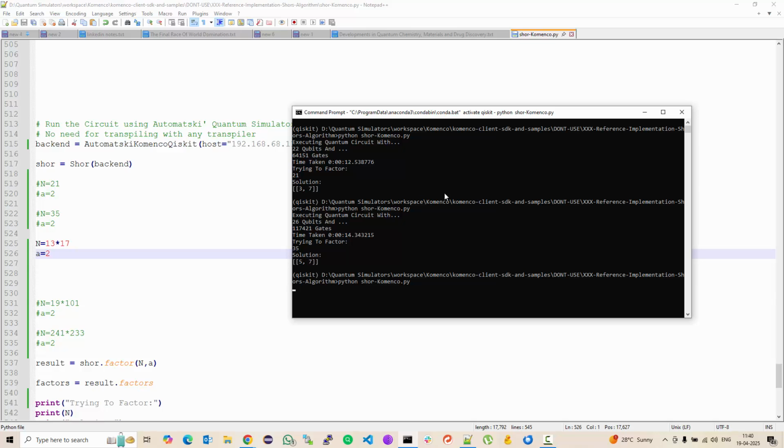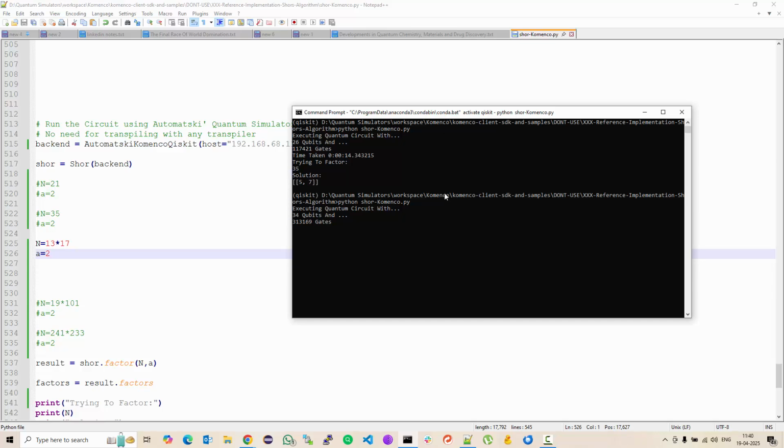13 into 17, we are taking 34 qubits and 313,169 gates. Give it a couple of seconds. There is a scheduler also, and the payload has to go over the REST API across the world, and the solution is here. 13 into 17 is 221, and the factors are 13 and 17. So 221 is the largest number factored so far by any quantum computer in the world today.